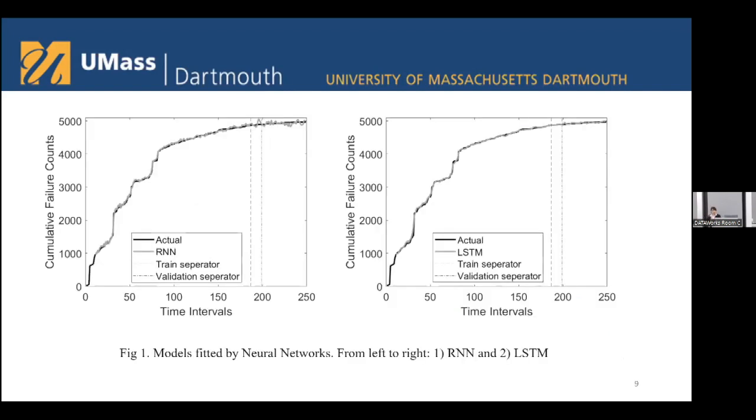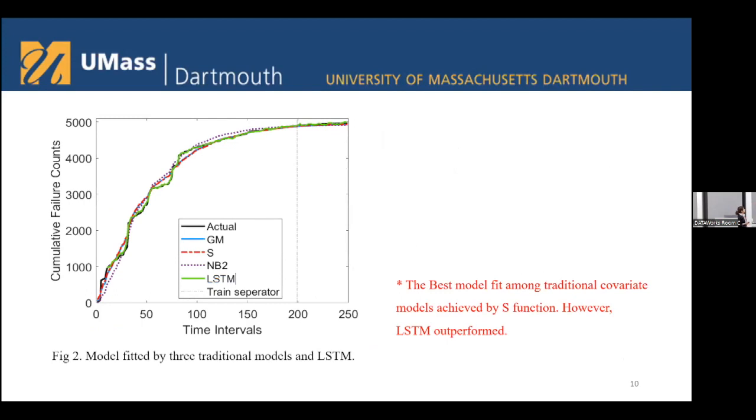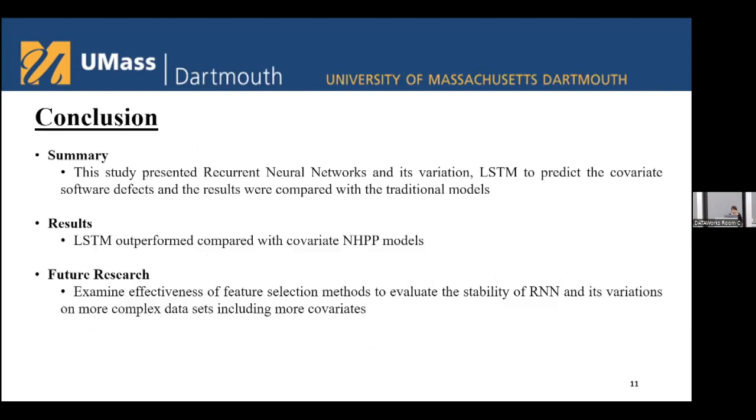And this is the visualization of the two neural networks that we applied. From left to right, this is the RNN, and the next one is the LSTM. You can see some fluctuations in RNN and a better model fit with LSTM. And this is a visualization of the comparison between the covariate traditional models and LSTM. The best model fit among the traditional covariate models was achieved by S-shape. However, LSTM, with the green line, completely matches the actual data.